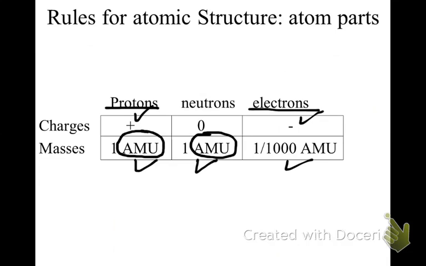Now, electrons have a very much tinier mass, and we are going to tend to ignore their mass. We are going to tend to think of them as though they have no mass at all, even though we know they have a little tiny bit.